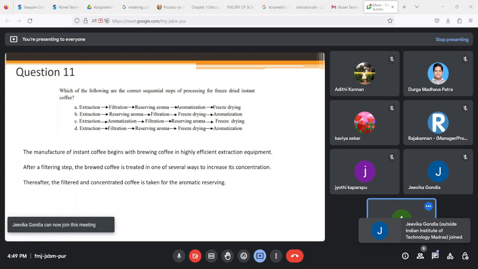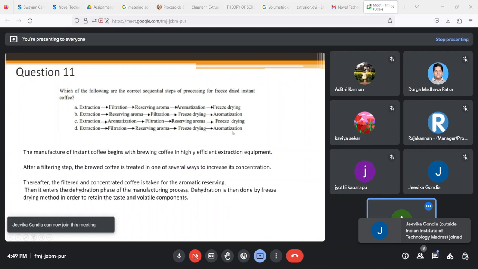So first step is the extraction, then is the filtration, where you'll get a dilute coffee filtrate. Then you'll take out all your aroma giving compounds, because those will get affected in the freeze drying. So you want to preserve that aroma that is most preferred in the coffee. So you are separating all the aroma giving compounds. Then you are converting the coffee into a concentrated powder. After you get the powder, you are bringing back the aroma again.